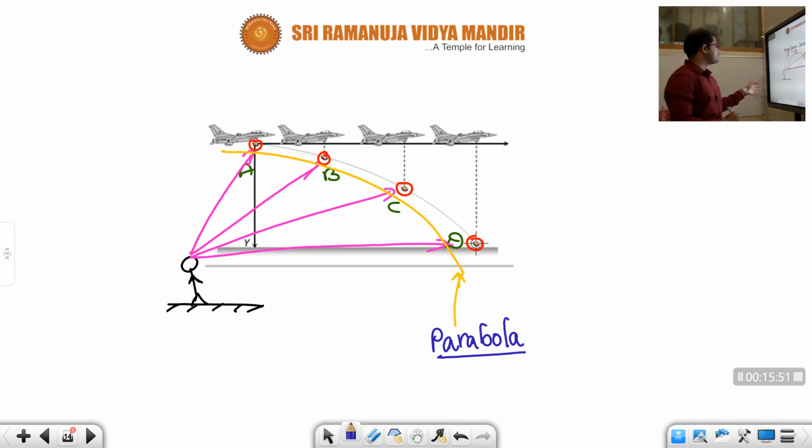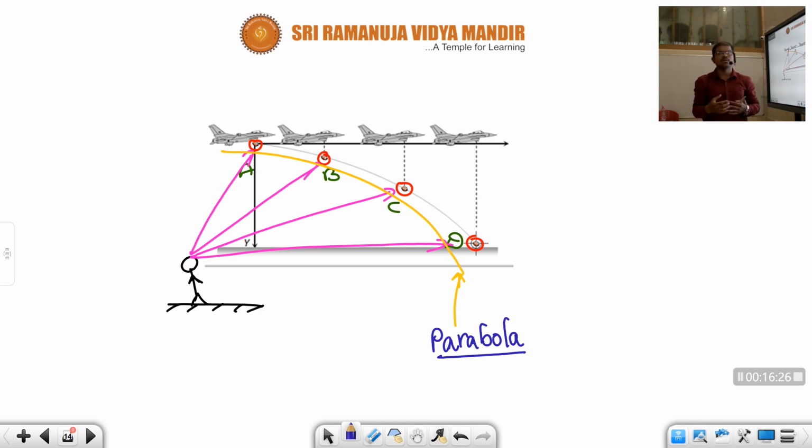Okay, children. So for a person who is standing over the earth surface and observing that weapon, the path of that weapon will be a parabola, a parabolic shape. For the person observing from the ground, the shape of the bomb is what, children? Parabola. Means for that person, the bomb will appear like it is moving like this. This shape is called what, children? Parabola.